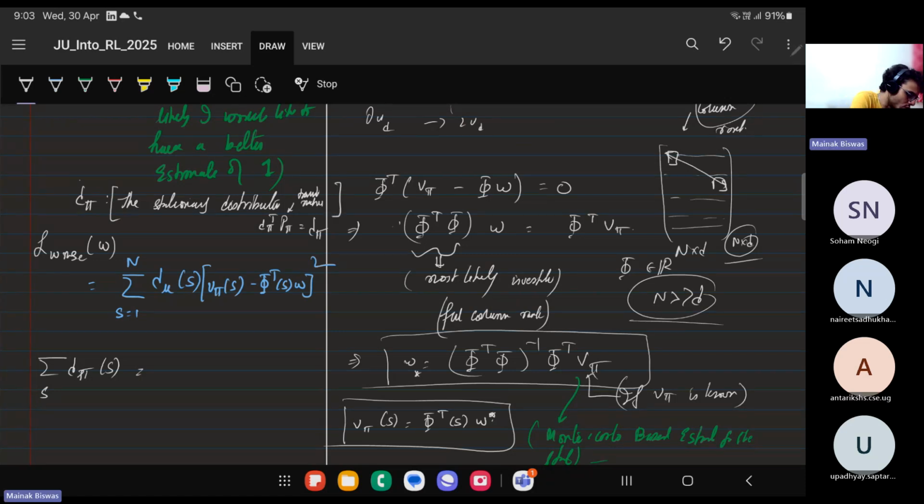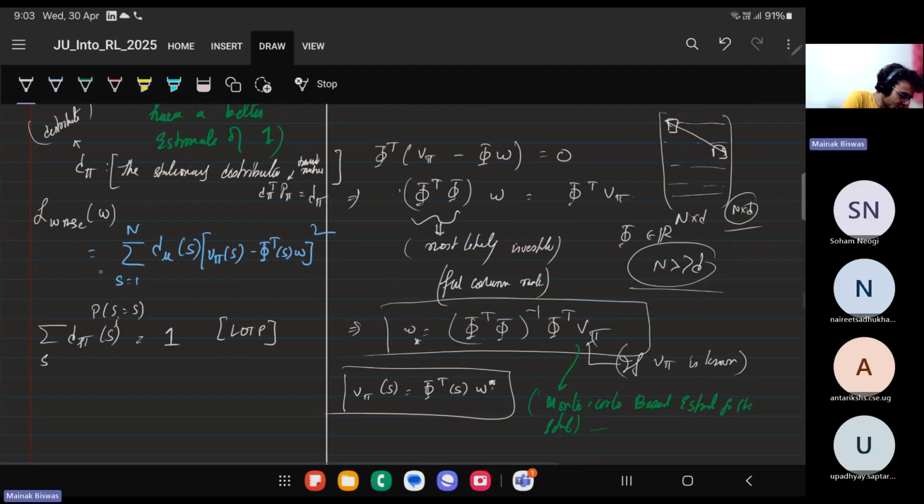D pi is a distribution. Good. This tells me the probability of the Markov chain being in a state S. So this is 1, the summation over all states, by the law of total probability.